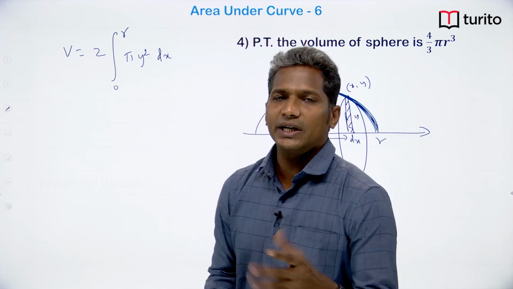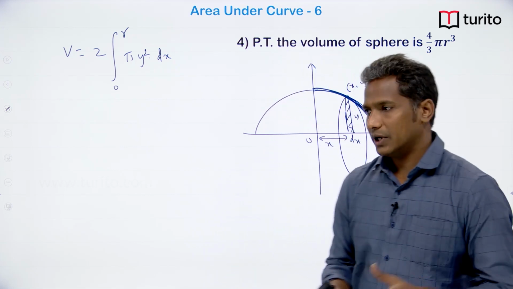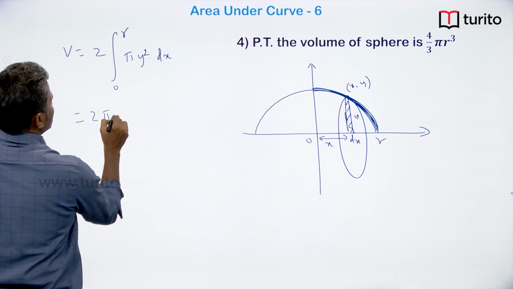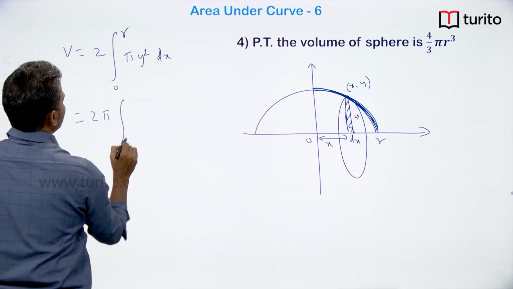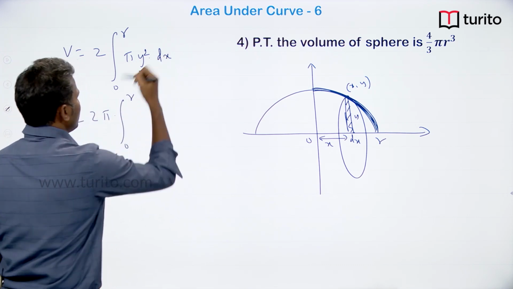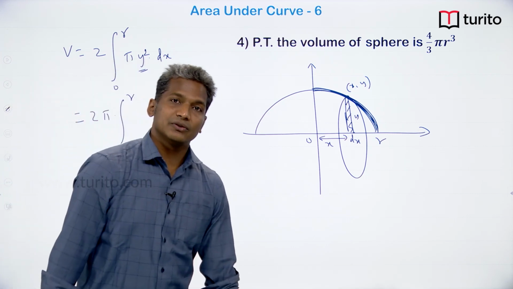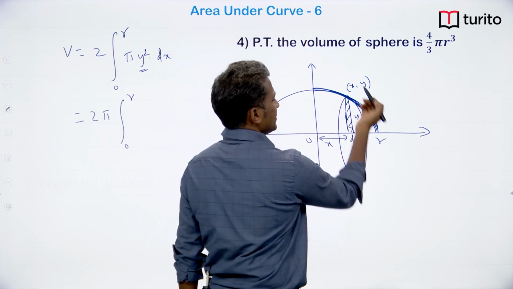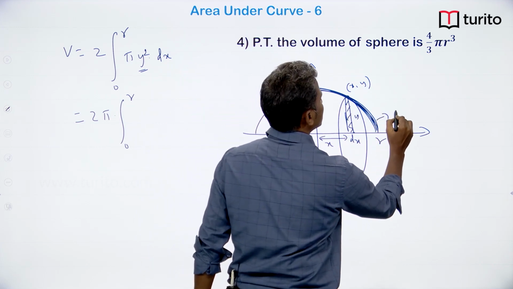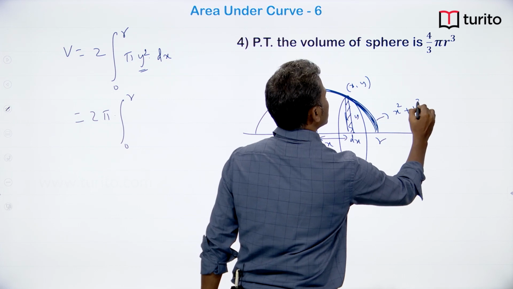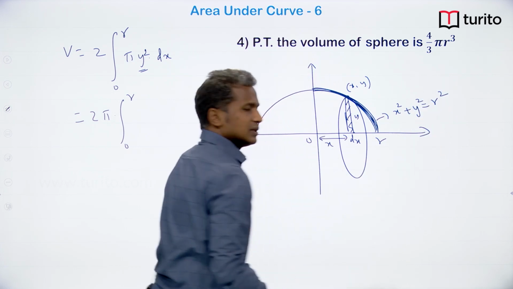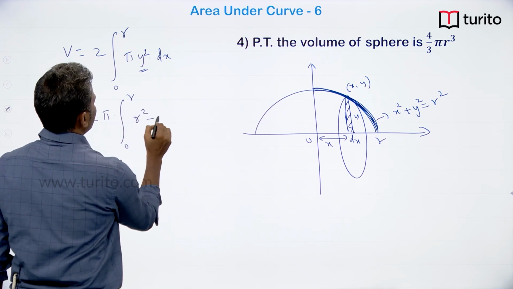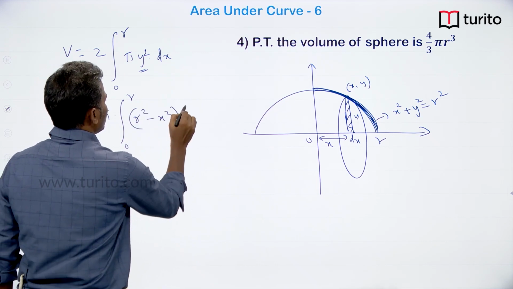Now the job is to integrate and find the final answer. Okay. So how do we proceed? 2 pi, it's constant, we can take it as common, 0 to r. For y square we have to write in terms of x. So what is the function here? We know that this is a semicircle which is going to satisfy this equation, x square plus y square equal to r square. So in place of y square, I can write r square minus x square into dx.